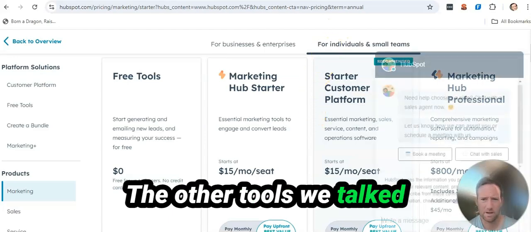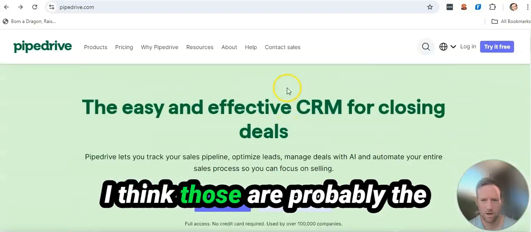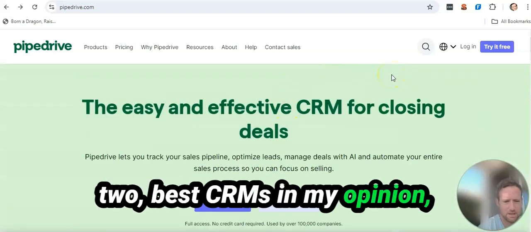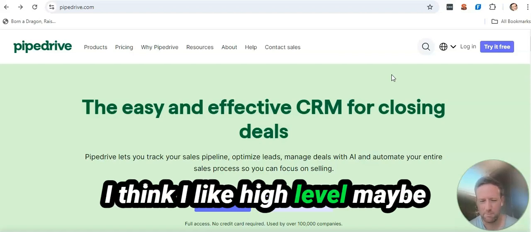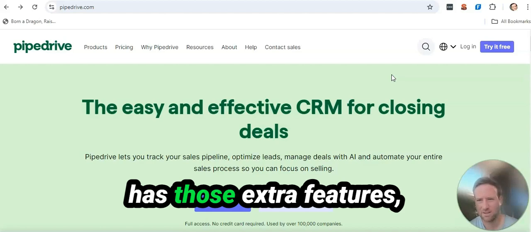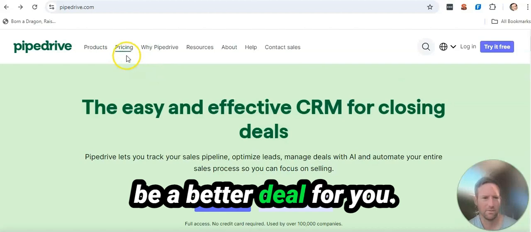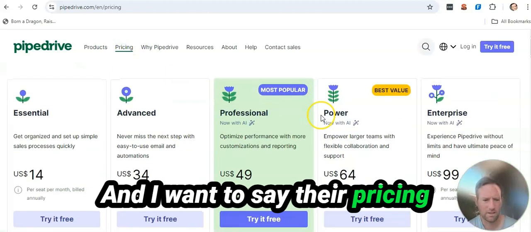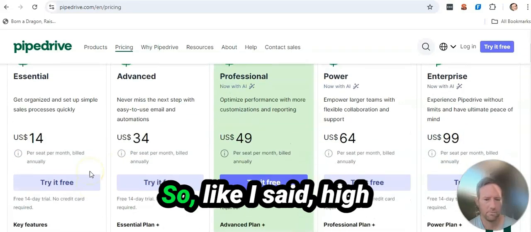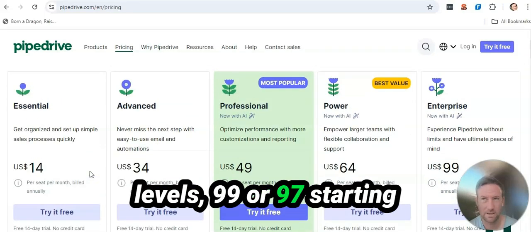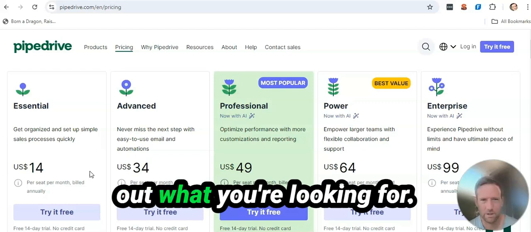The other tools we talked about, I think for starting out, High Level is a really good one, or Pipedrive. I think those are probably the two best CRMs in my opinion to start out with. Really can't go wrong either way. I think I like High Level maybe a tad more just because it has those extra features. But if you're honestly not that into the other features, then Pipedrive is going to be a better deal for you. And I want to say their pricing is really reasonable as well. You can see here, $14 starting. Like I said, High Level is 99 or 97 starting, somewhere in there. But you get a lot more features with that. You just have to figure out what you're looking for.